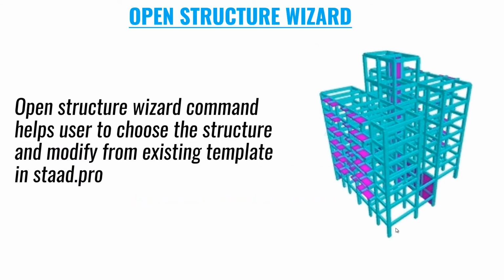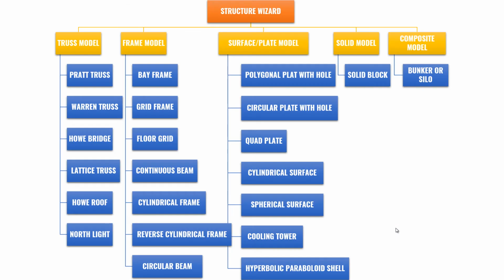And other option is Structural Wizard. Using this wizard, program helps user to choose the structure and modify from an existing template in Staad.Pro. If you go to Structural Wizard, there you can see number of default templates where you can modify it. We have default templates of truss models, which consist of Pratt truss, Warren truss, and so on. And we have frame models like bay frames, grid frames, floor grids, etc. And we have surface and plate models like quad plate, cylindrical surface. And we have solid models and composite models like bunker or silo.